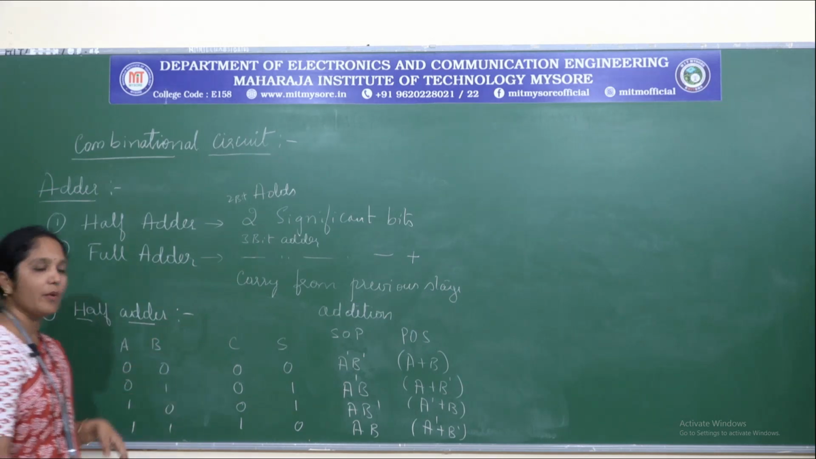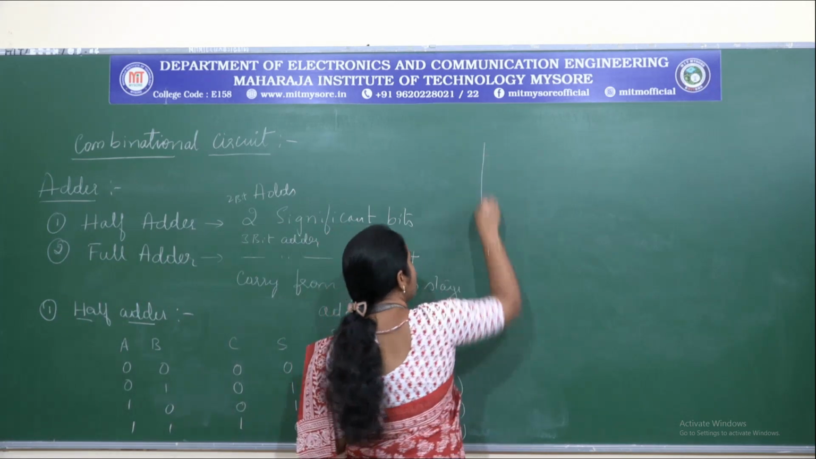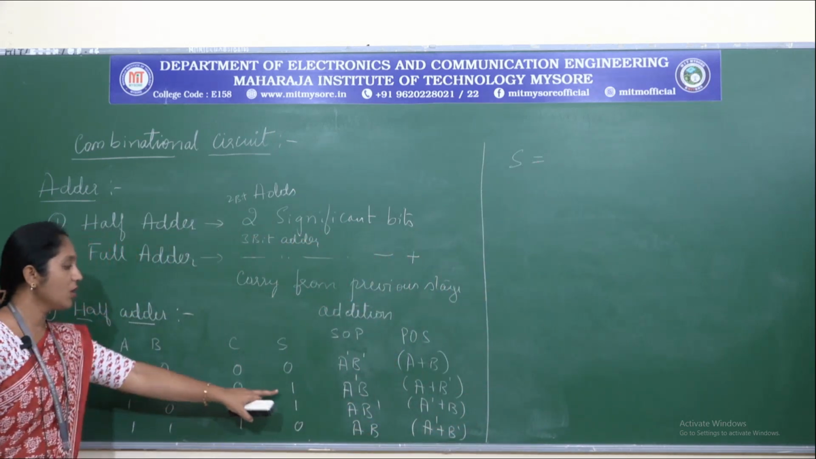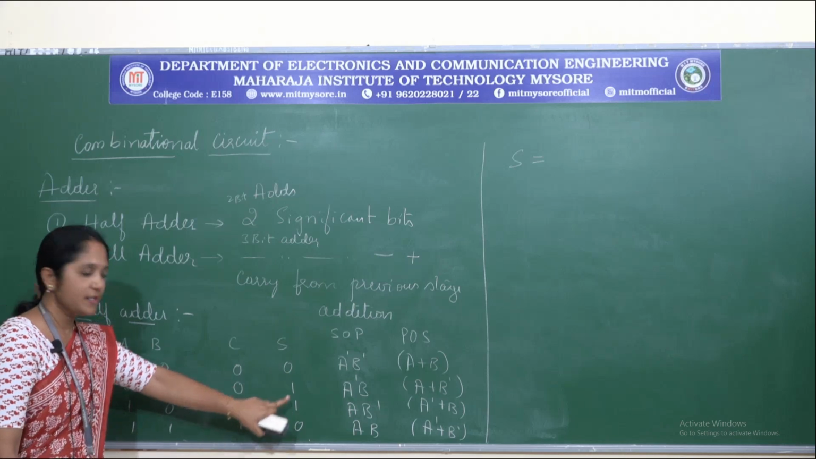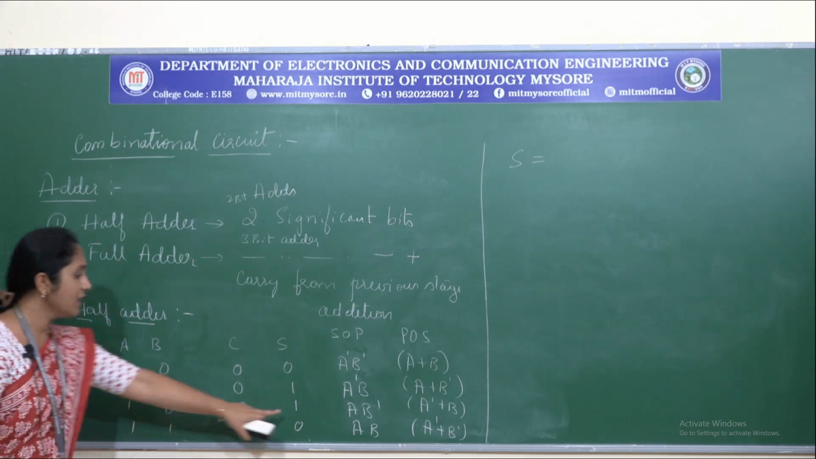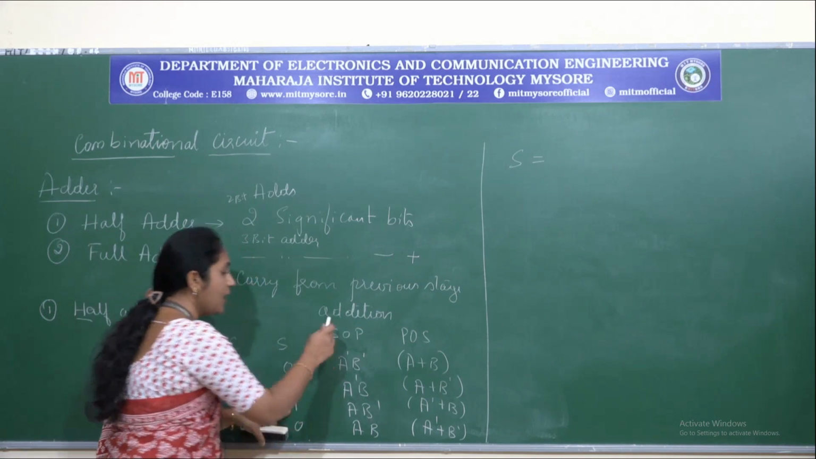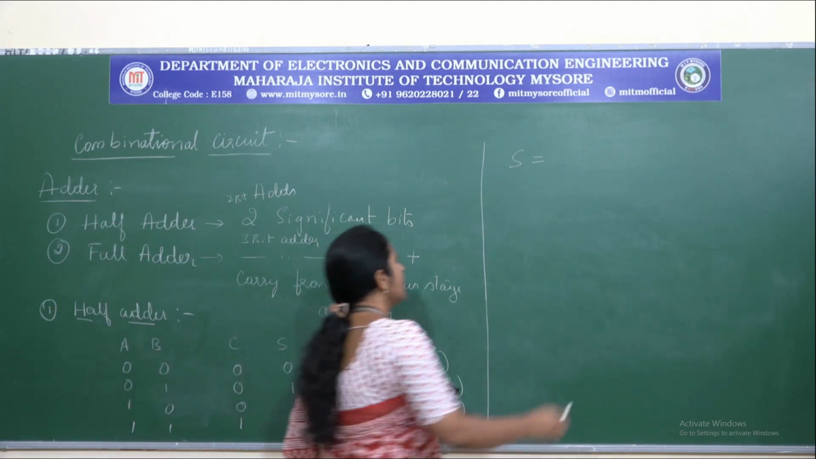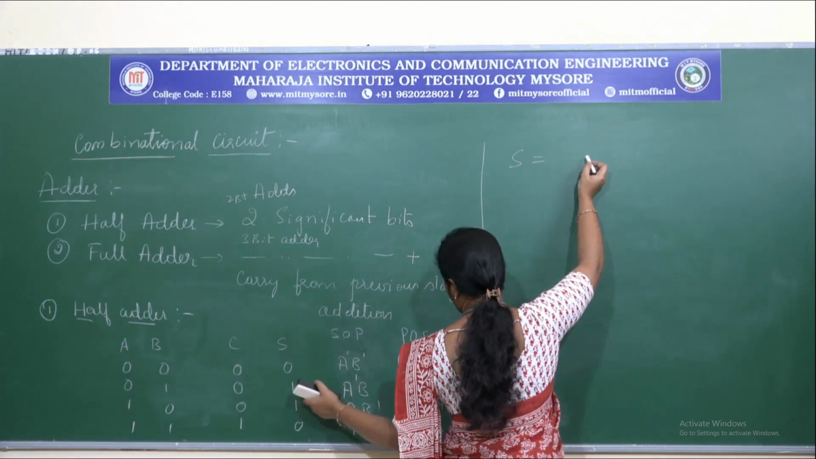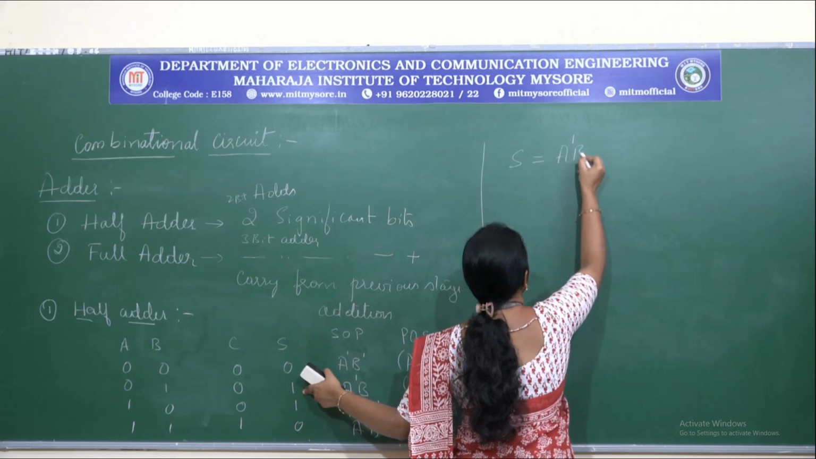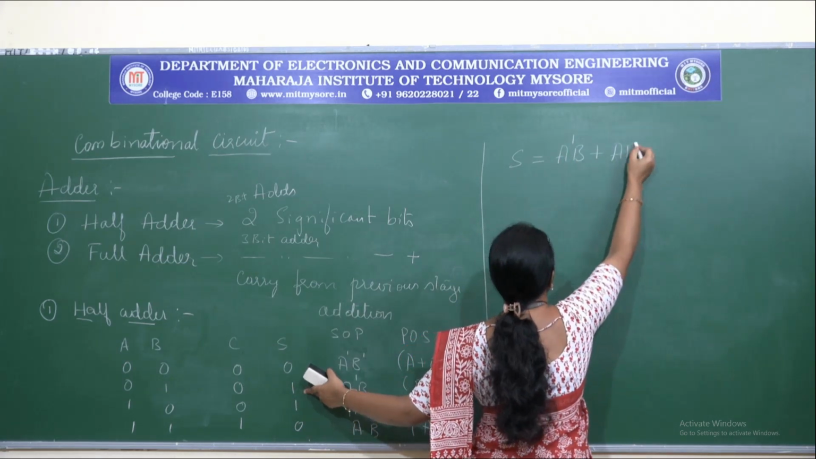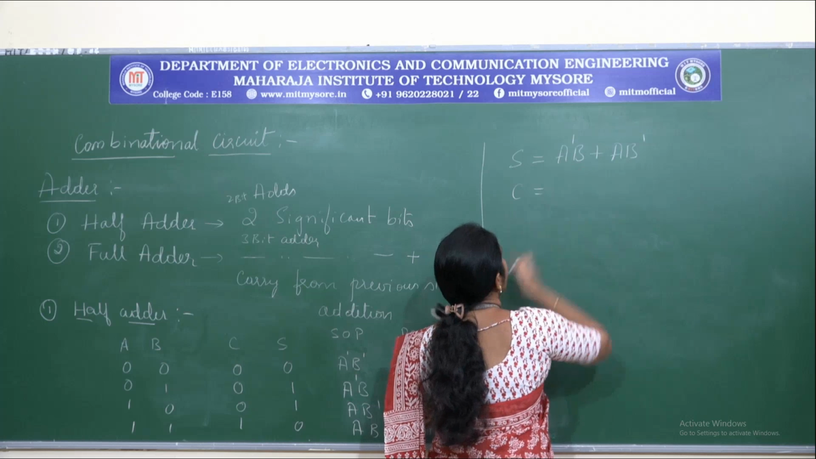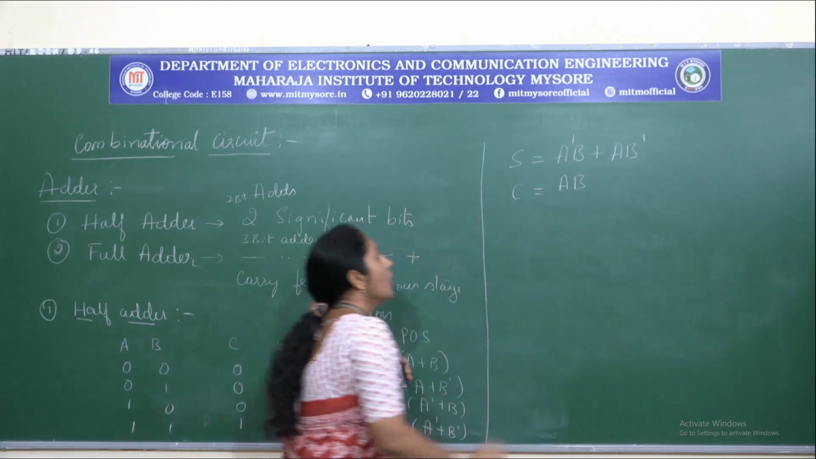I have written all the possible combinations and all the possible expressions. Now let us write the particular equation for sum and carry. If you observe sum, you can notice we have logic 1 in 2 places, one in the second row, the next in the third row. Let me write the SOP expression first, later we will go with the POS expression. We have logic 1 here, therefore A dash B plus A B dash is the expression, whereas for carry we have A into B as the expression.